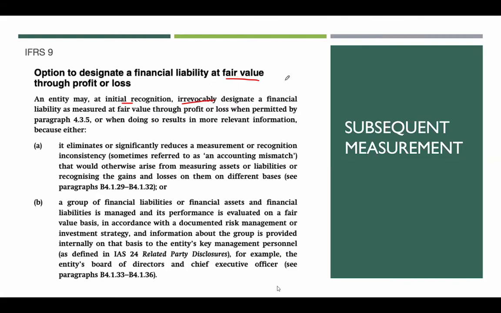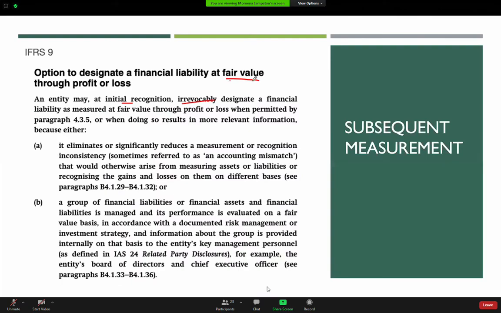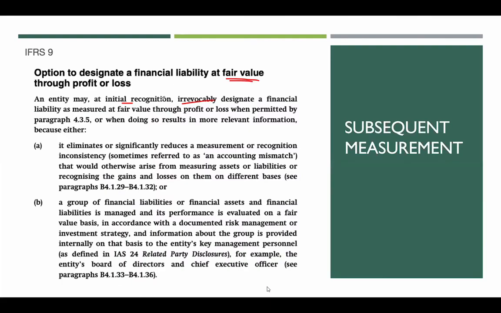nagpapalit ka ng accounting method or bakit mo pinili yung fair value method kung ang default is amortized cost. So ito dapat, one of the reason mo dapat is yan. Kung na-identify mo na mas magiging relevant yung information kung yung fair value ang gagamitin. Okay? Then these are the other provisions of the standard.